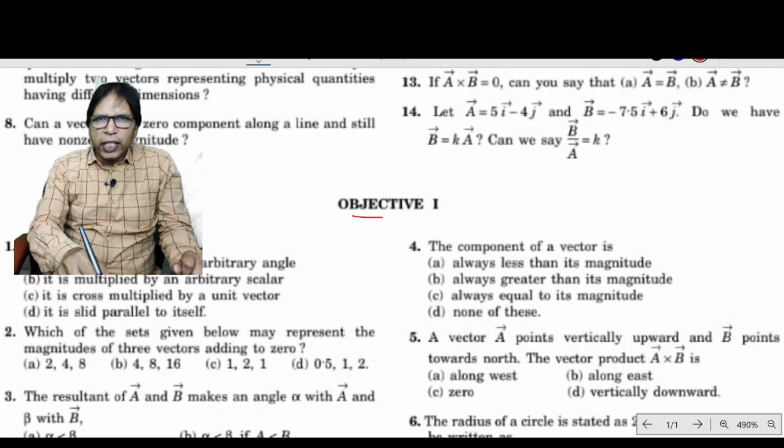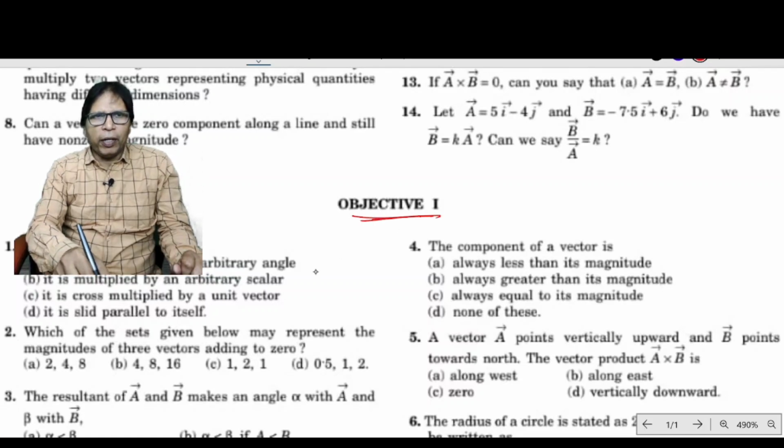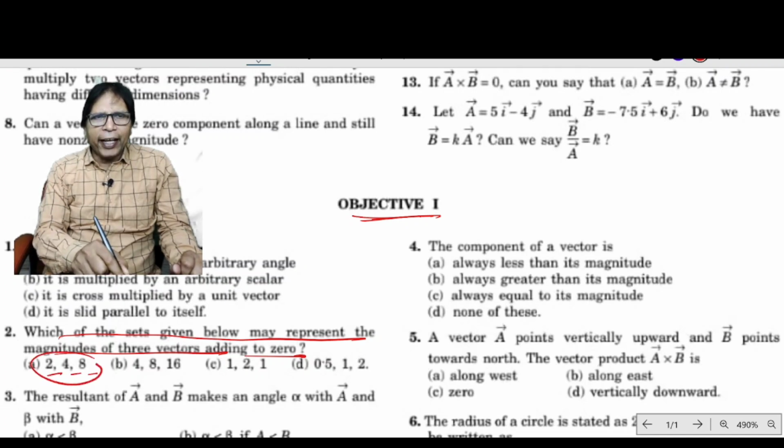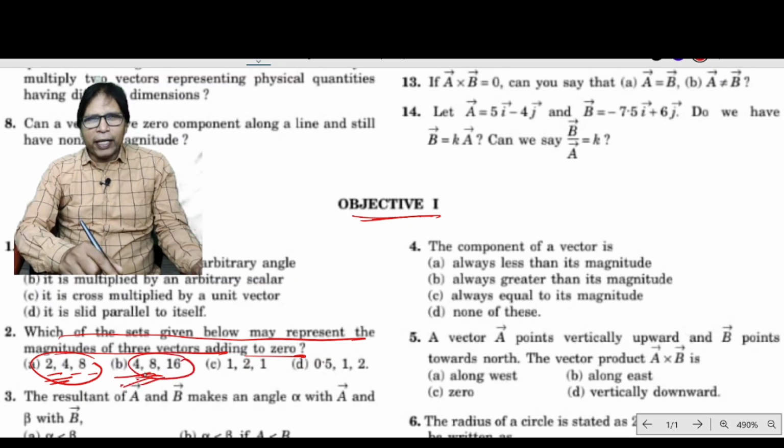Look at this, objective 1 of H.C. Verma. Which of the following sets may represent the magnitudes of three vectors adding to 0? Look at this, 2, 4, 8 cannot form a triangle, so they never get the 0 resultant. 4, 8, 6 does not form a triangle. The resultant of these vectors is not 0.